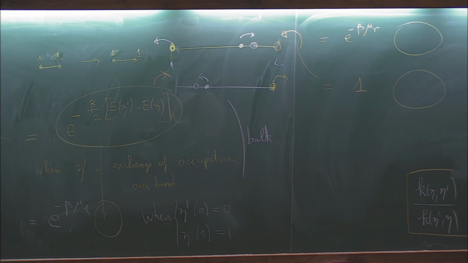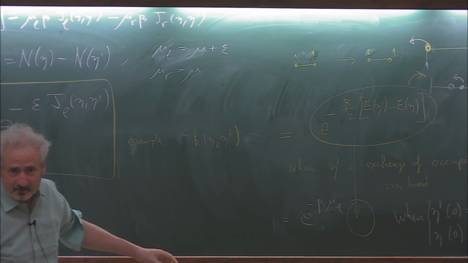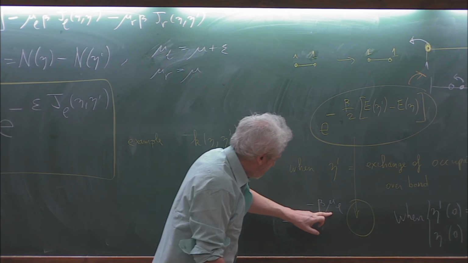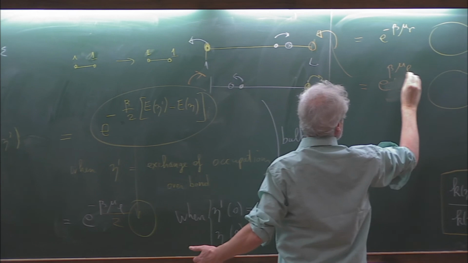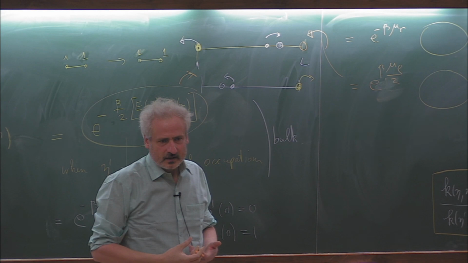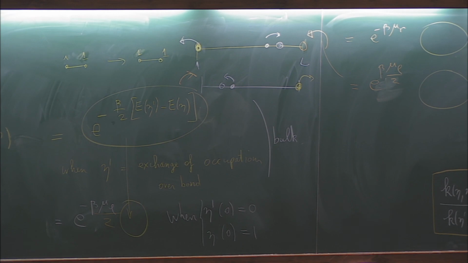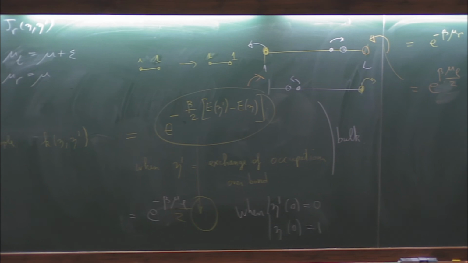But secondly, you have to understand that there are many other examples which will satisfy it. Because I could have chosen here instead of this e to the minus beta mu L, I could have chosen to divide by 2. And here then I would have to write e to the beta mu L over 2. Right? I can play with these things. The only thing that matters is that the ratio of this divided by that gives you a beta mu L. That's the only thing that matters. So that's an important lesson that we'll get here.